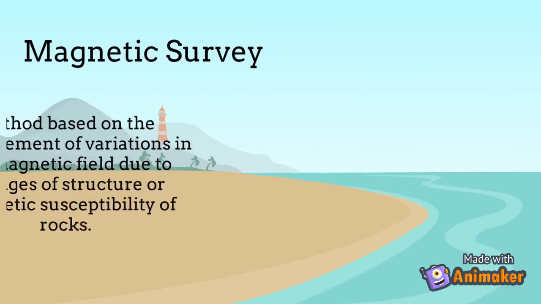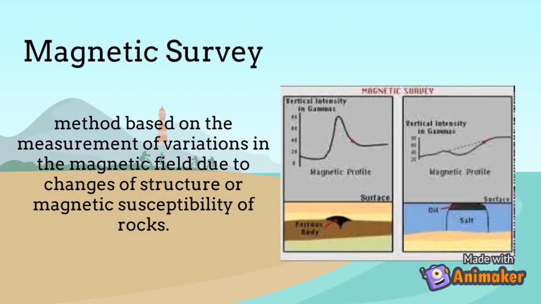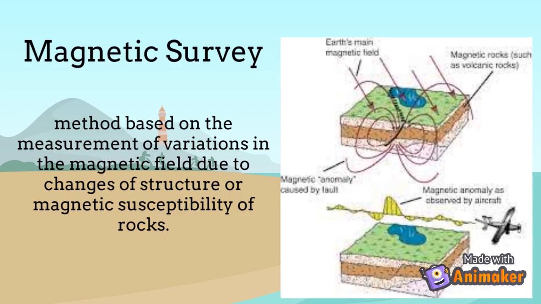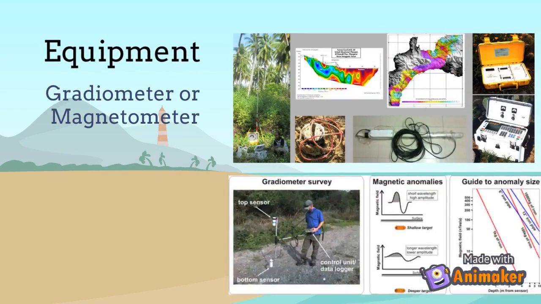Magnetic surveying measures variations in the Earth's magnetic field due to the changes of structure or magnetic susceptibility of rocks. The equipment used is called gradiometer or magnetometer.